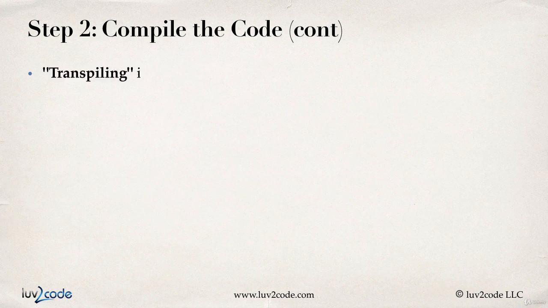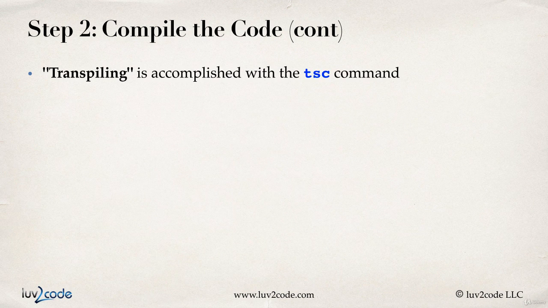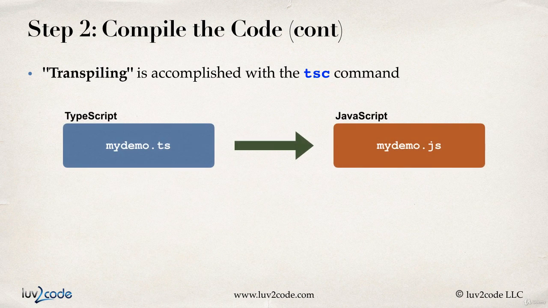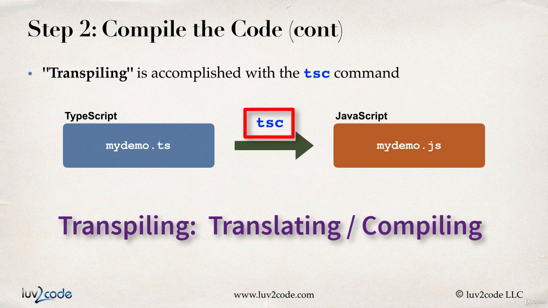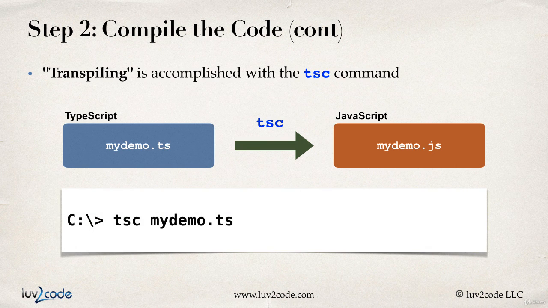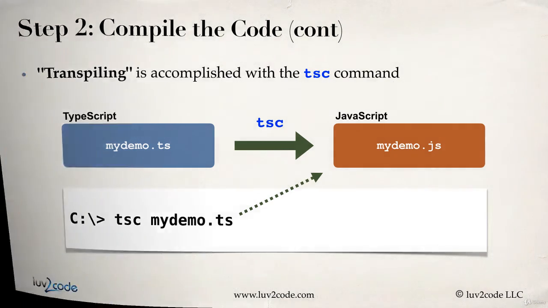Alrighty, so a bit more here. Transpiling is accomplished with the tsc command. So our file here, mydemo.ts, we'll use the tsc command to actually transpile the code, and this will generate mydemo.js. That's the actual JavaScript code. So at our command line, we'll simply use tsc, space, the file name, mydemo.ts. So we give a reference to the TypeScript file, and then it'll generate the given JavaScript file, mydemo.js.